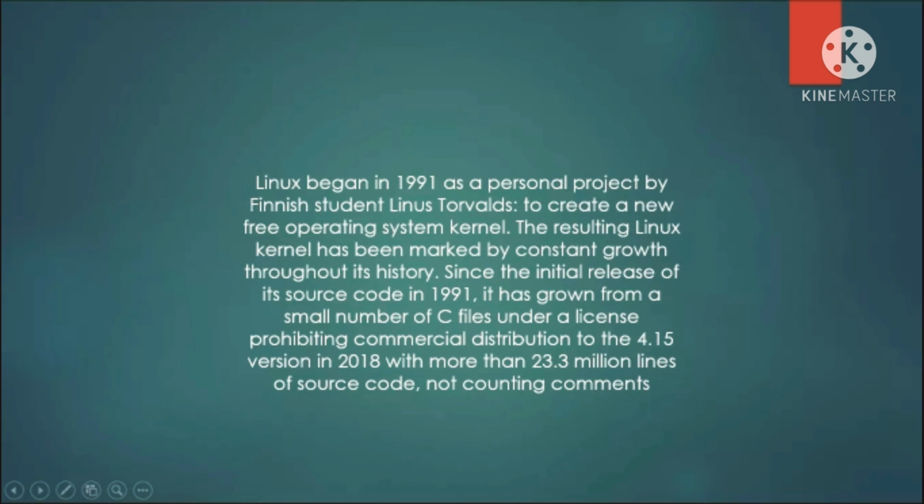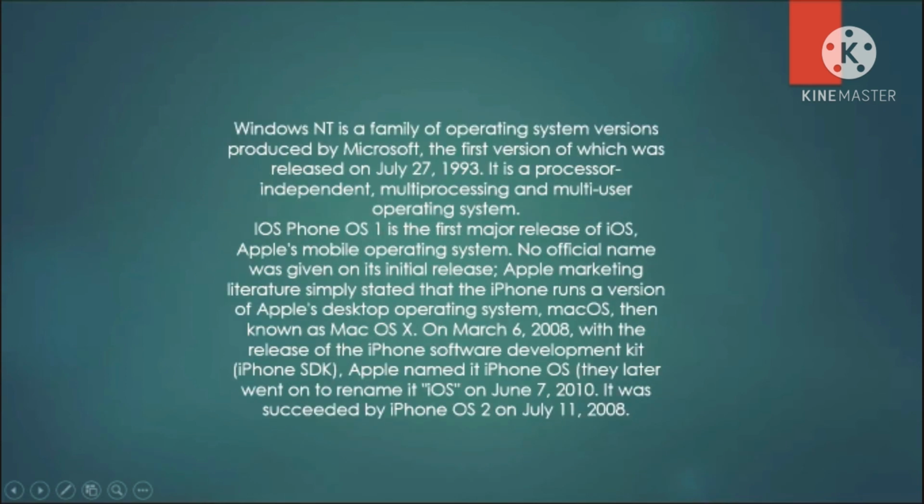Linux began in 1991 as a personal project by Finnish student Linus Torvalds to create a new free operating system kernel. Windows NT is a family of operating system versions produced by Microsoft, the first version of which was released on July 27, 1993. It is a processor-independent, multiprocessing, and multi-user operating system.